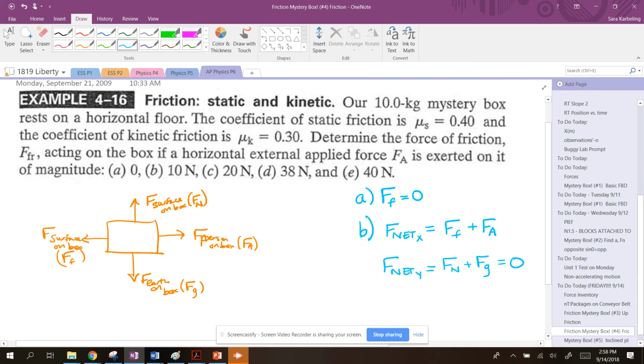So from that, we can do this in our head pretty fast. The weight is going to be 98.1 in the downward direction, so it's going to be 98.1 in the upward direction. Everybody good there? Okay. So 98.1 equals Fn. That's helpful because we'll need that for FF. We know that mu sub s is 0.4. We know that the force of static friction is less than or equal to mu s times Fn.